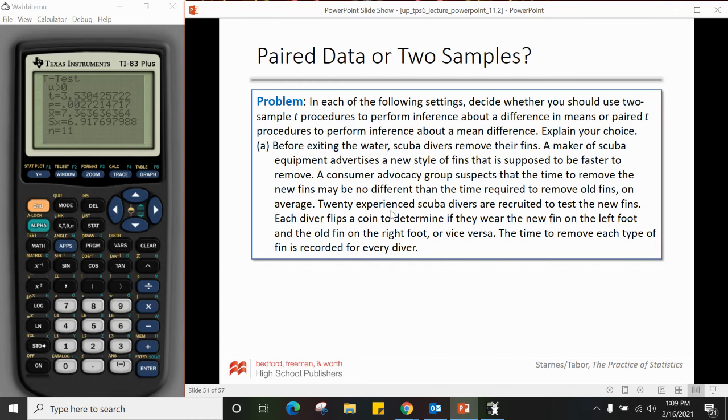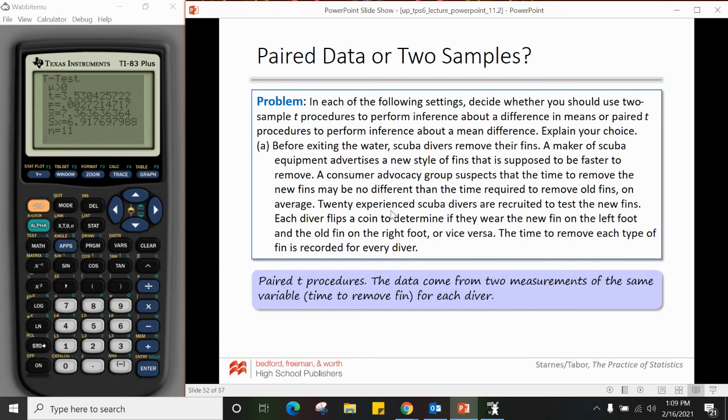So this is going to be a mean difference, because they're paired together, right? Each person, you can pair their right time with their left time and see which one is faster. So the data comes from two measurements of the same variable.